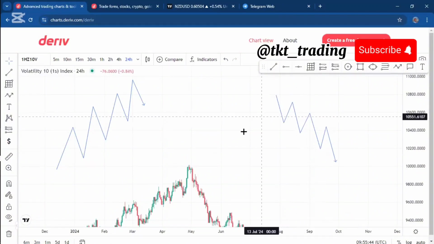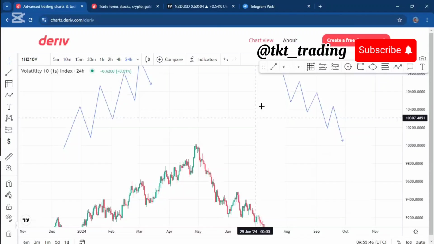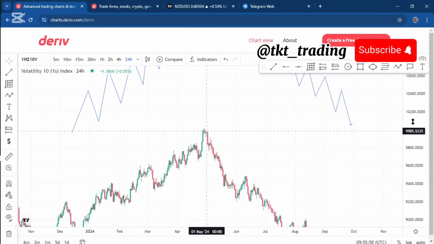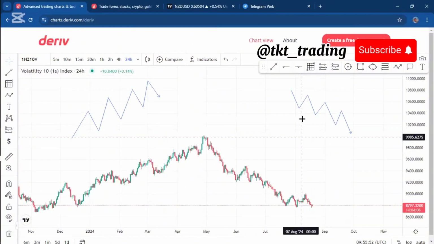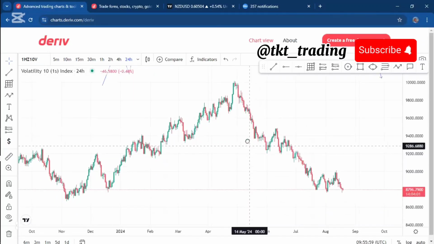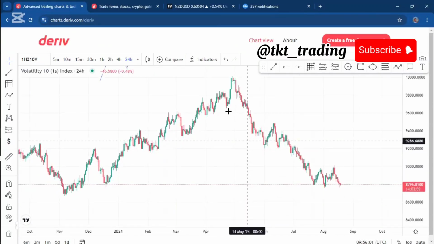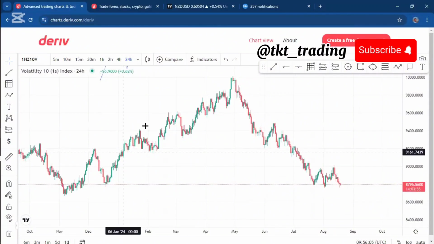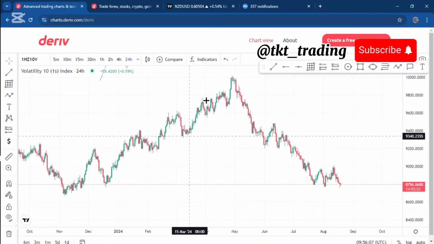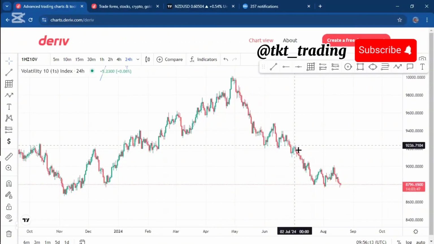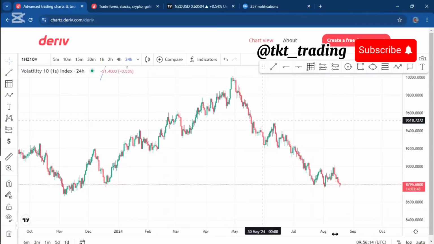So let's move into the live chart for a clearer illustration. This is just a simulated market price. We are on the Volatility 10 index. Currently we see price moving up, having a series of higher highs and higher lows, till it got to this point, and then it changed character and started moving down.